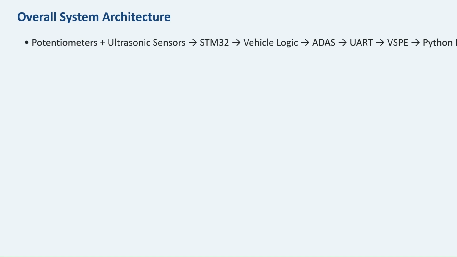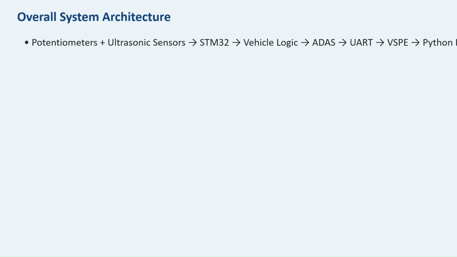Then the ADC converts analog voltage to digital values. Then the vehicle logic, that is the firmware, calculates all these values like speed, power, battery SOC, motor temperature, driving mode, and all those things. Then after calculating the vehicle parameters, the ADAS module analyzes obstacle distances and operating conditions. That is, collision, blind spot, high speed, high temperature, fault, all those things are calculated and then analyzed.